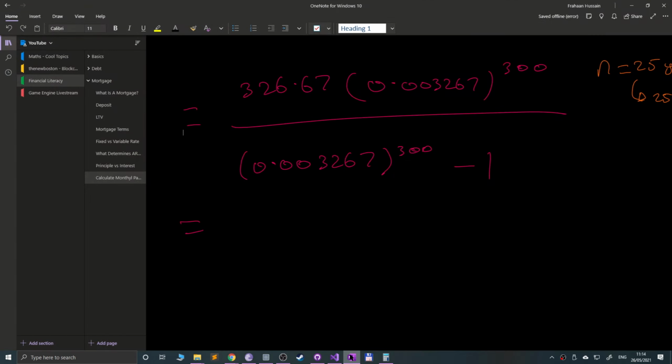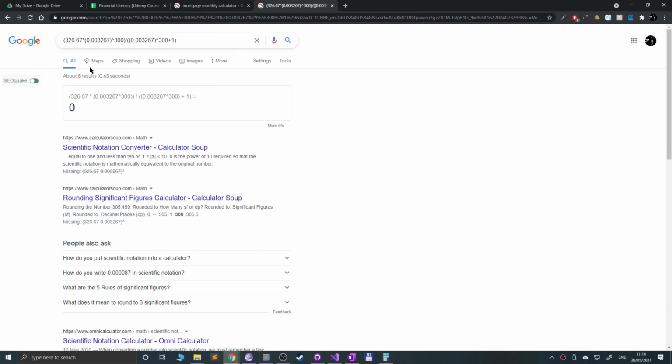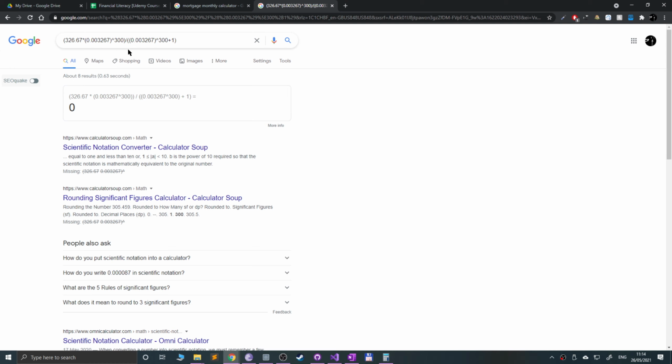And the bottom part was, we go here, 0.003267 to the power of 300 plus 1. And we need brackets around all of this as well. I believe we're all good. Okay, so we have a little, clearly a little mistake here.